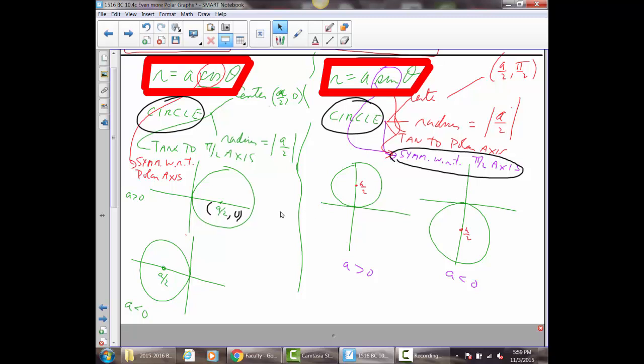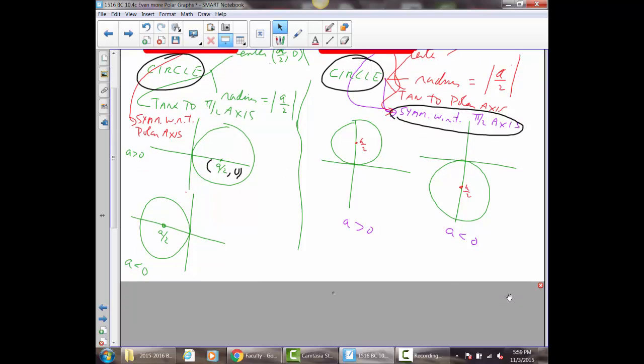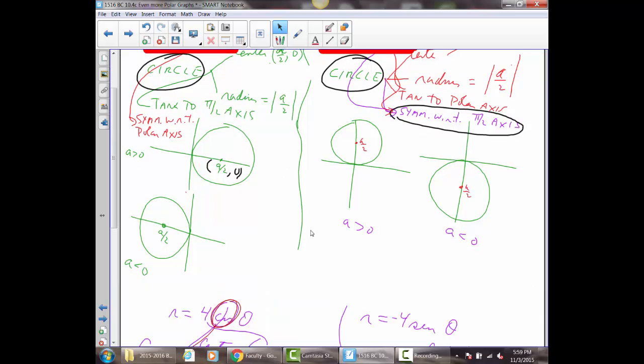Okay? And again, you just need one point, and you'll find out very quickly whether it's on the right or the left, or above or below. Okay, so those are circles.